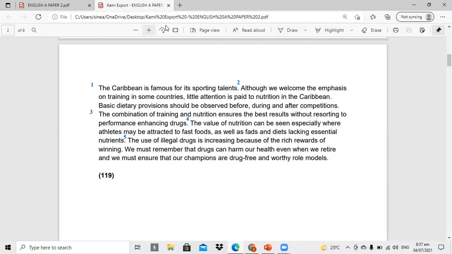So, as you can see, I had the five points. Usually, we have five main points, and the five main points are highlighted there in the numbers 1, 2, 3, 4, and 5. And I want you to see that this was 119 words, right? Things such as "although" here, right? So "although" is a transitional word, right?